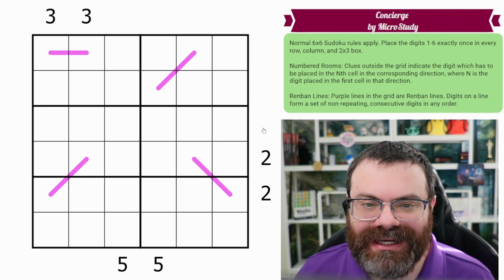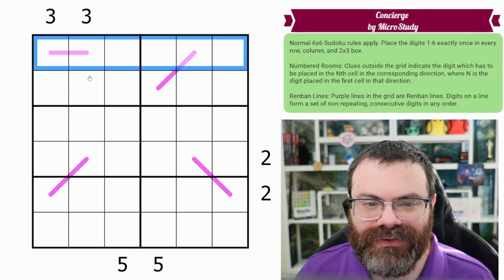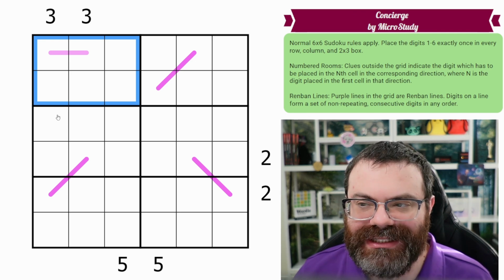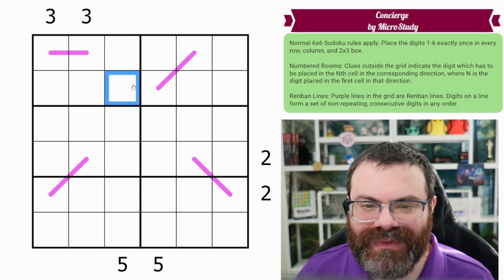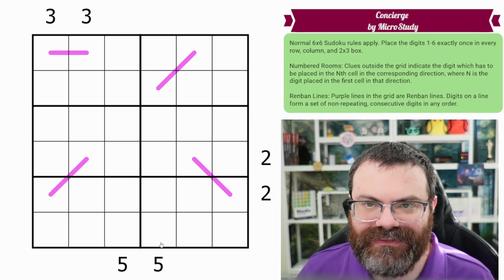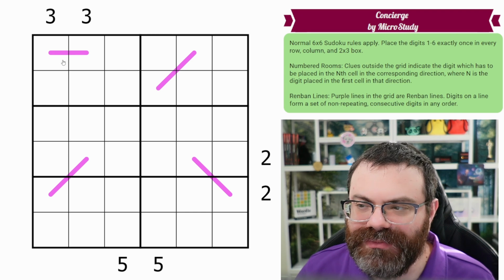So we have normal 6x6 Sudoku rules, which means in every row, every column, and every 2x3 box, we are placing the digits 1 to 6 exactly once each. We also have these clues outside the grid, these 3s, these 2s, these 5s. Those are numbered room clues.